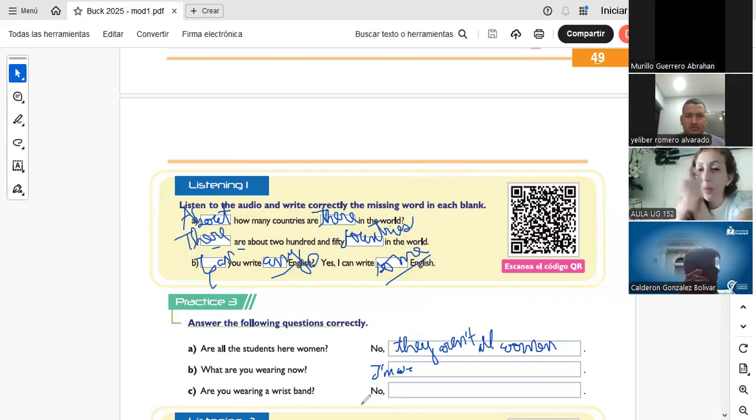A wristband? I am not. No, I am not wearing a wristband.